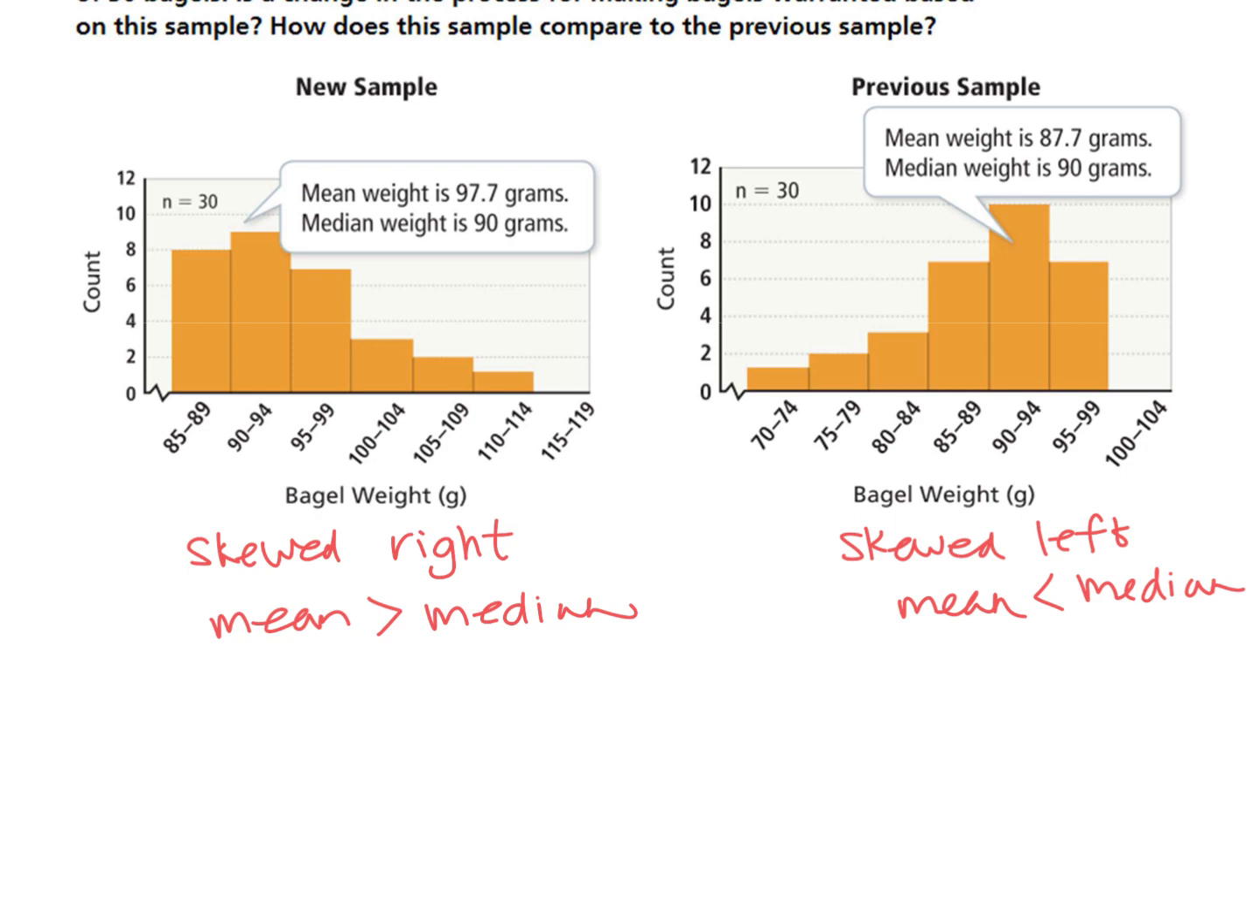So based on the new sample, because the data is skewed and the mean is greater than the median, the manager could say, yeah, this warrants us changing our process. This is what the data shows. However, because it's the second sample and it's the exact opposite of what the first sample showed, the manager now has conflicting findings about the mean weights of the bagels. So you would probably want to reevaluate how to proceed.